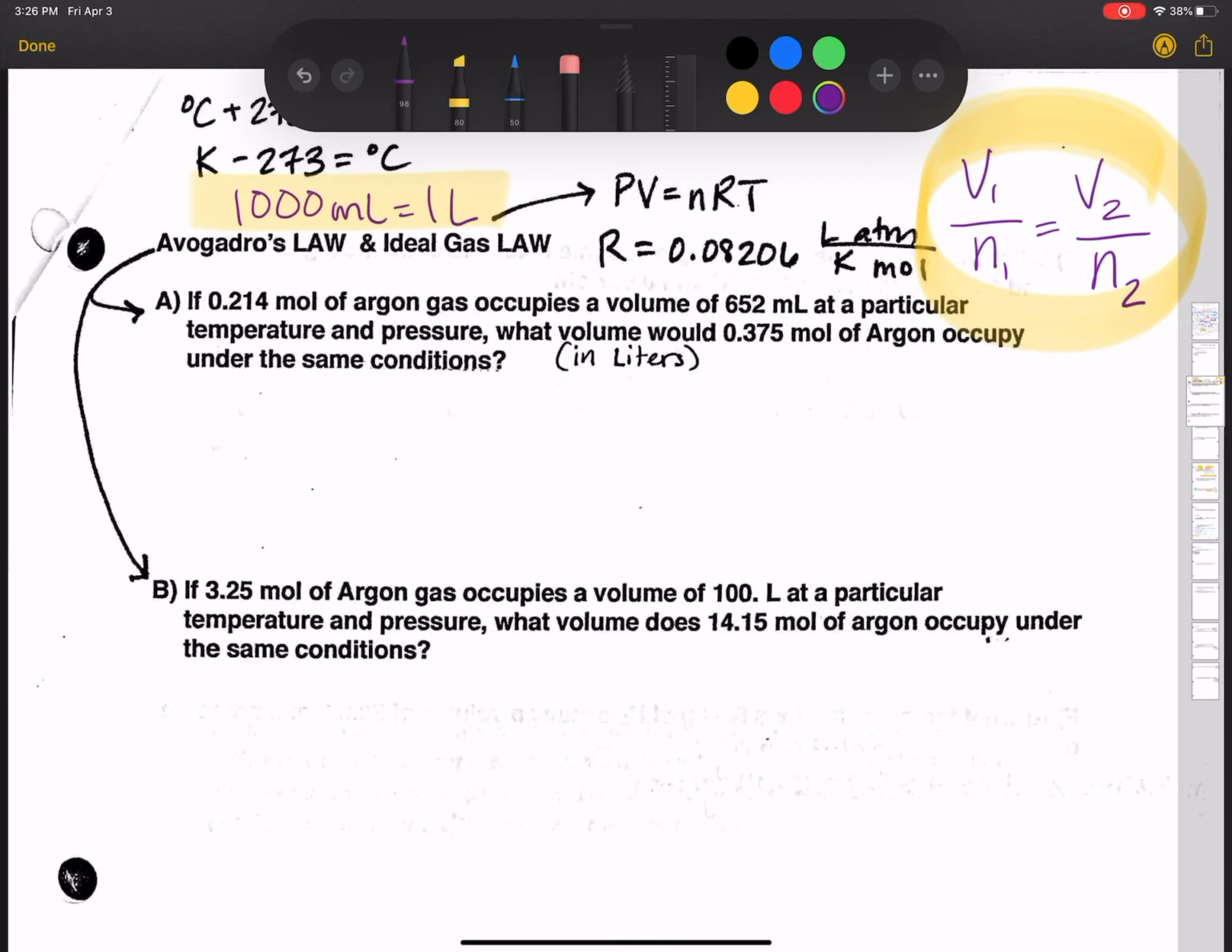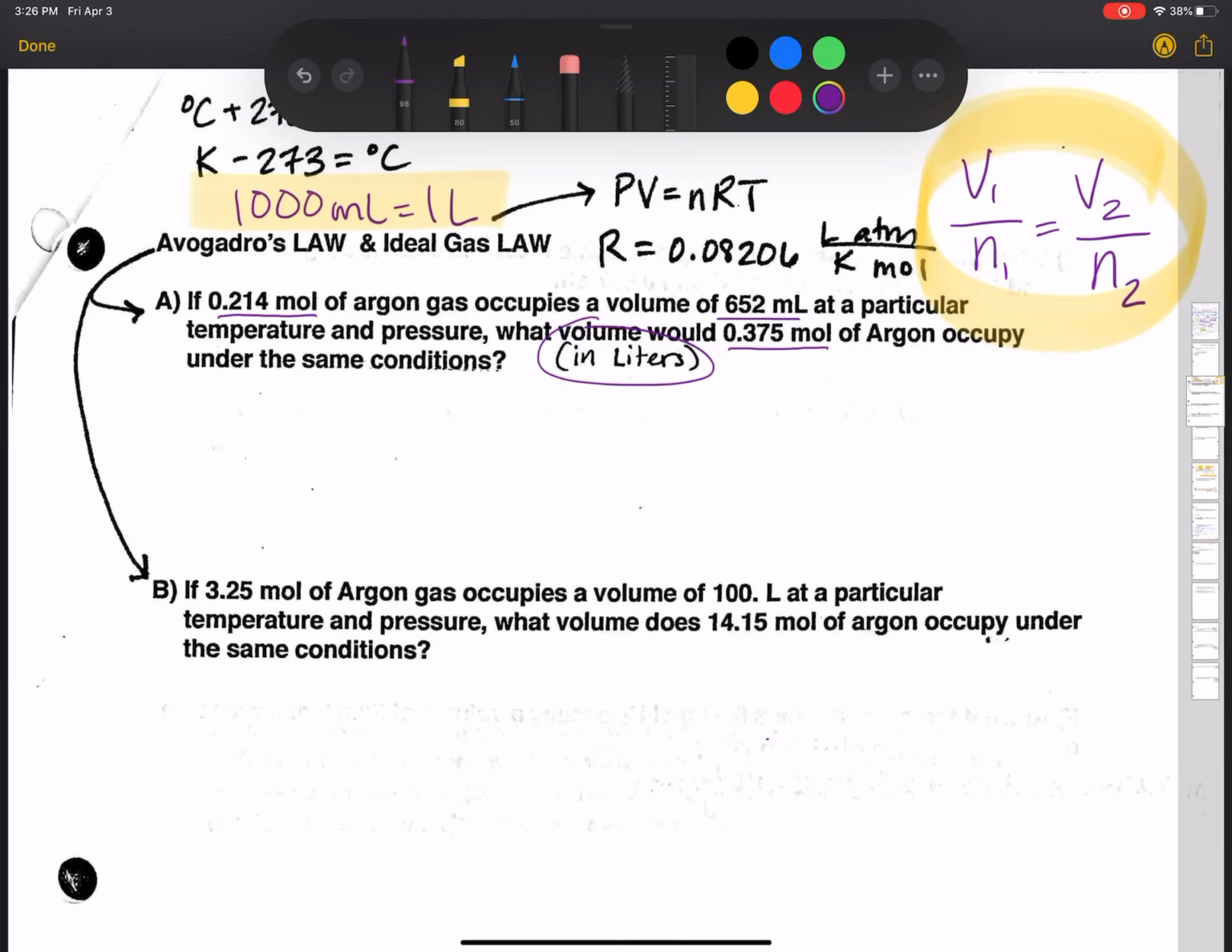So let's take a look at question A. Question A says, if 0.214 moles of argon gas occupies a volume of 652 milliliters at a particular temperature and pressure, what volume in liters would 0.375 moles of argon occupy under the same conditions?